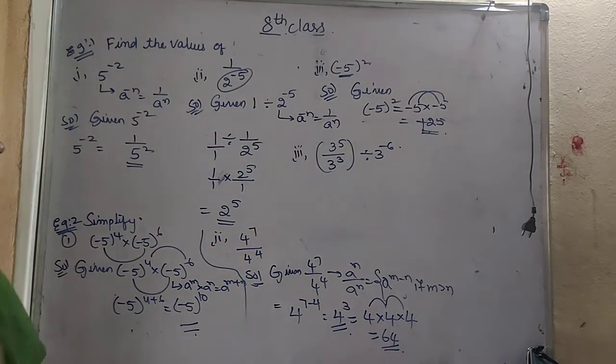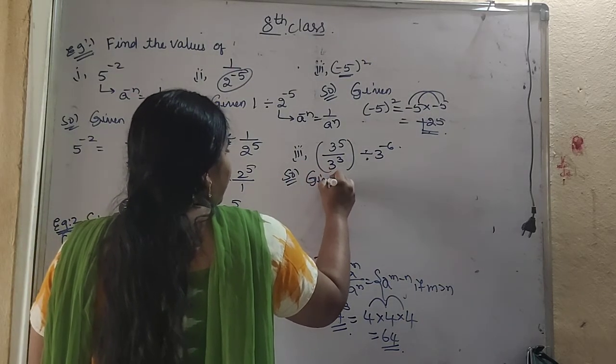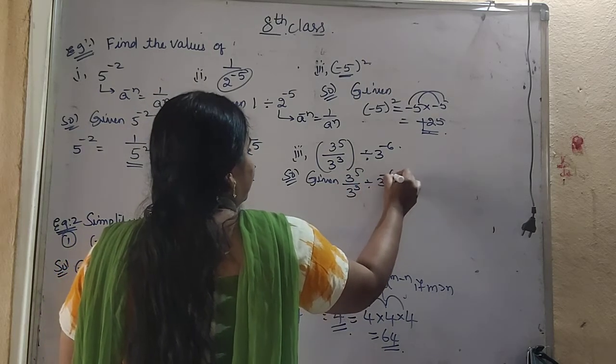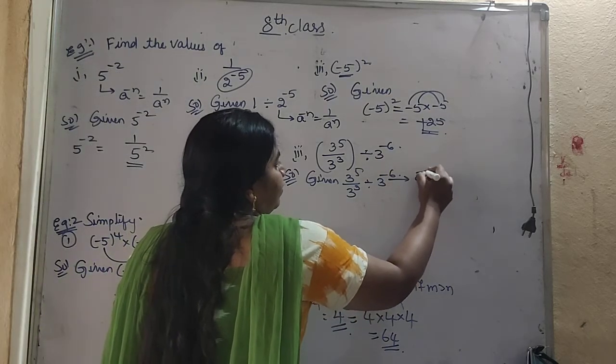64 is our answer. Next, if you see this one, they have given 3 power 5 by 3 power 3 divided by 3 power minus 6. Okay, so this is in the form of a power minus n.